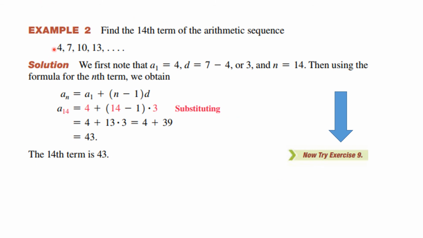So here's another example, example 2. Find the 14th term in this arithmetic sequence. Well, the first term is 4, the difference is 3, and n is 14. So we can use the formula. The only thing we don't know is a14. So we do the calculation and we find that a14 had to be 43. The 14th term is 43. Here's an exercise you can try to test your understanding.